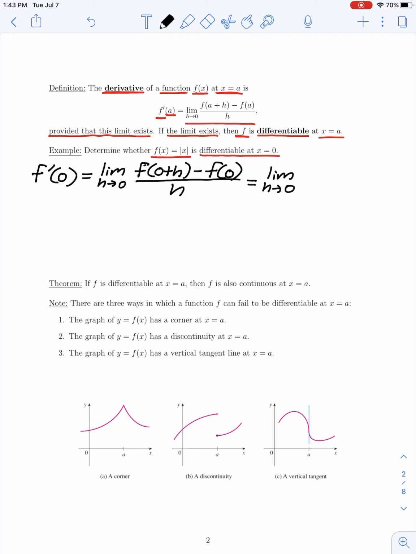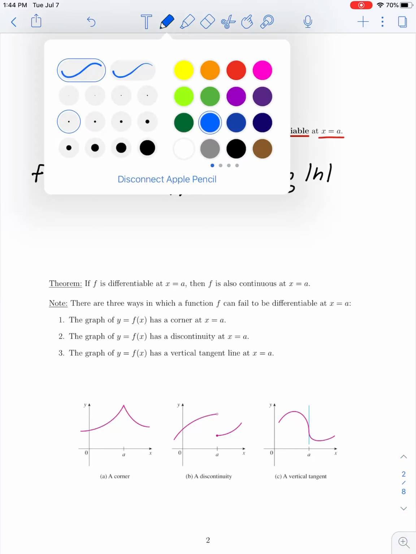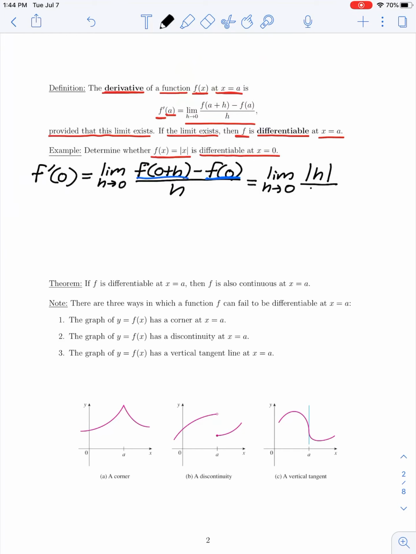of, well, f of 0 plus h is just f of h, and our function was the absolute value function. So we're looking at the absolute value of h minus f of 0. Now here, f of 0, that is the absolute value of 0, would be 0. So we have the absolute value of h minus 0, or just the absolute value of h for our numerator. And then we're dividing by h.